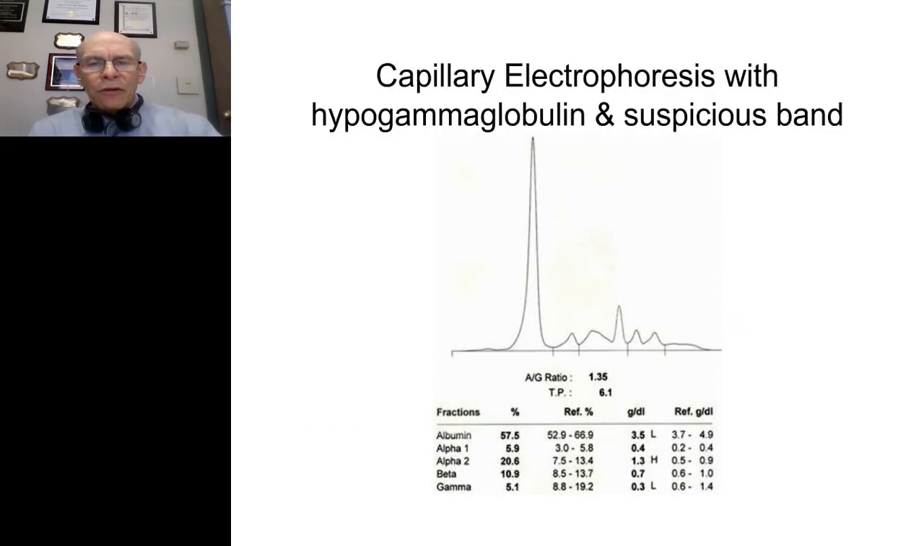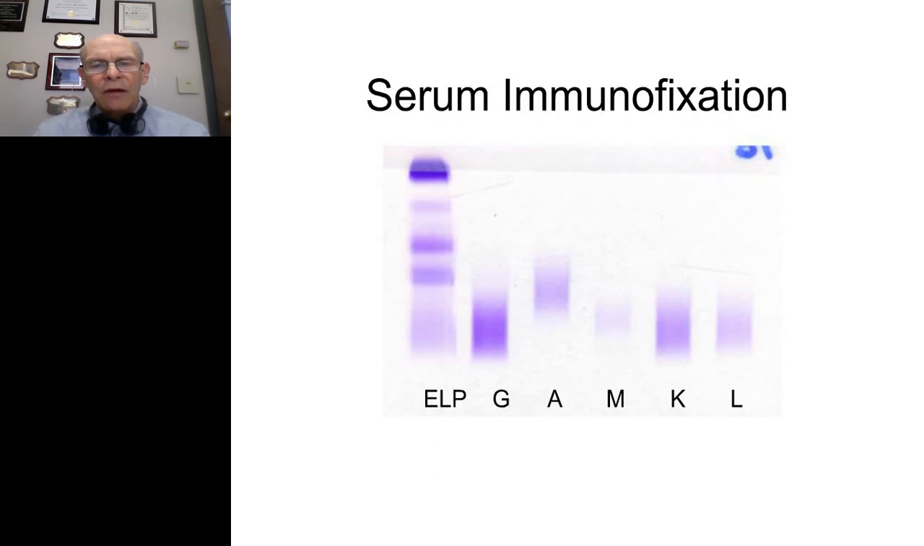Capillary electrophoresis. Here we have a patient that has an unusual finding. Can you see where it is? It's in the alpha 2 region. It's a very discrete spike. This is not how the alpha 2 region should usually look. So we performed an immunofixation, shown on the next slide.